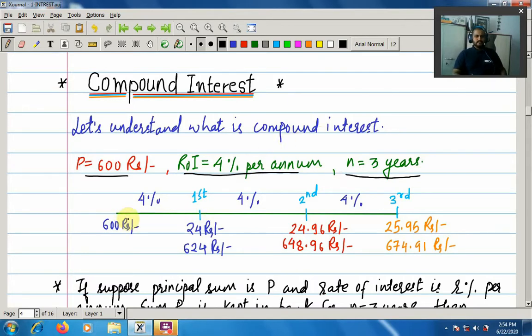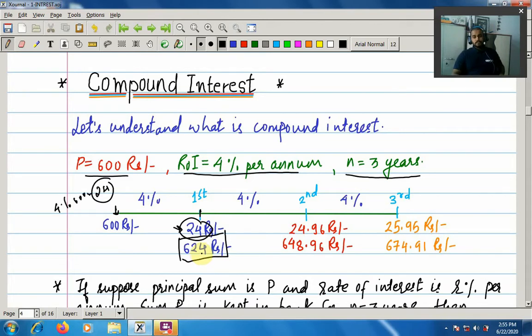So here we have a timeline, 600 deposited at the beginning, and for that 1 year time span, how much interest am I going to get? You can calculate. 4% of 600. We have done this. 24 rupees. So I'm going to get 24 rupees for the first year. So at the end of the first year, how much money do I have in my account? 600 plus this 24 rupees. So total money in my account is 624 rupees.